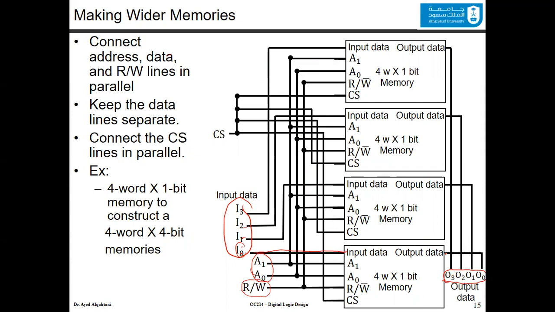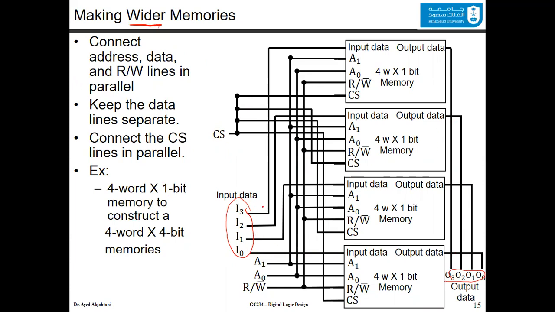Similarly, for the output, we get the output of the first one, and then the next one, the next one, and the last one, this one. For the chip select, now we select all the memories at the same time. So basically, what we did here, to get a wider memory, we increase the number of the data in the input, and we increase the number of the data in the output by using them in parallel.